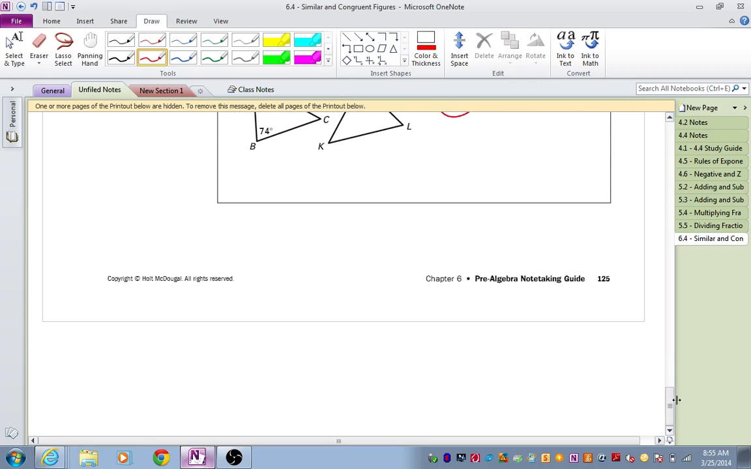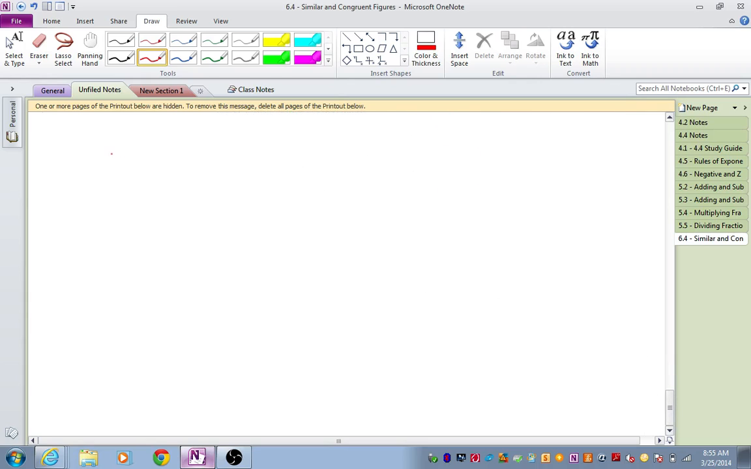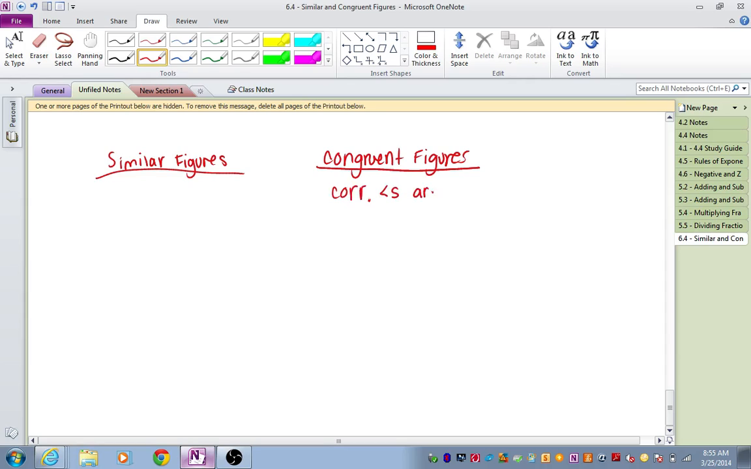Okay, so just to recap real quick. We have similar figures, and we have congruent figures. I'm going to start with congruent figures. For congruent figures, I'm going to abbreviate. Corresponding angles are congruent, and corresponding sides are congruent.